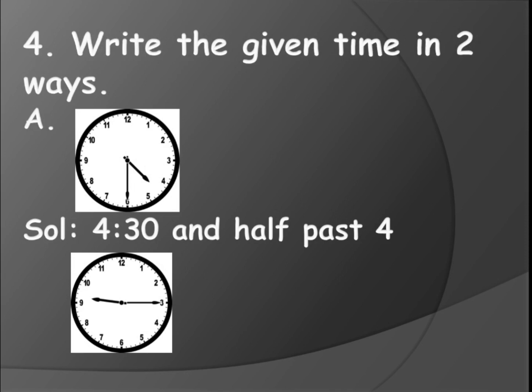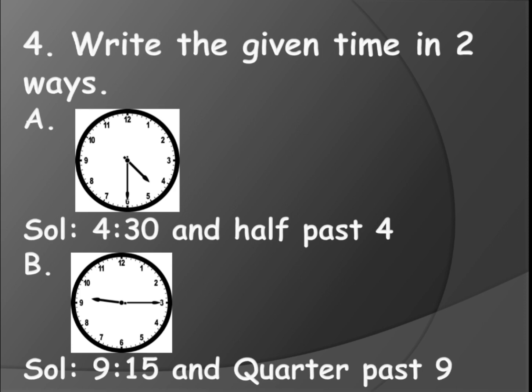Next, if you see, the shorter hand is on 9 and the longer hand is on 3. The 5 3s are 15. That means 9:15. So you will write 9:15, or 15 minutes means how much? Quarter, isn't it? So quarter past 9. Okay, children, in this way you need to write the time in 2 ways.